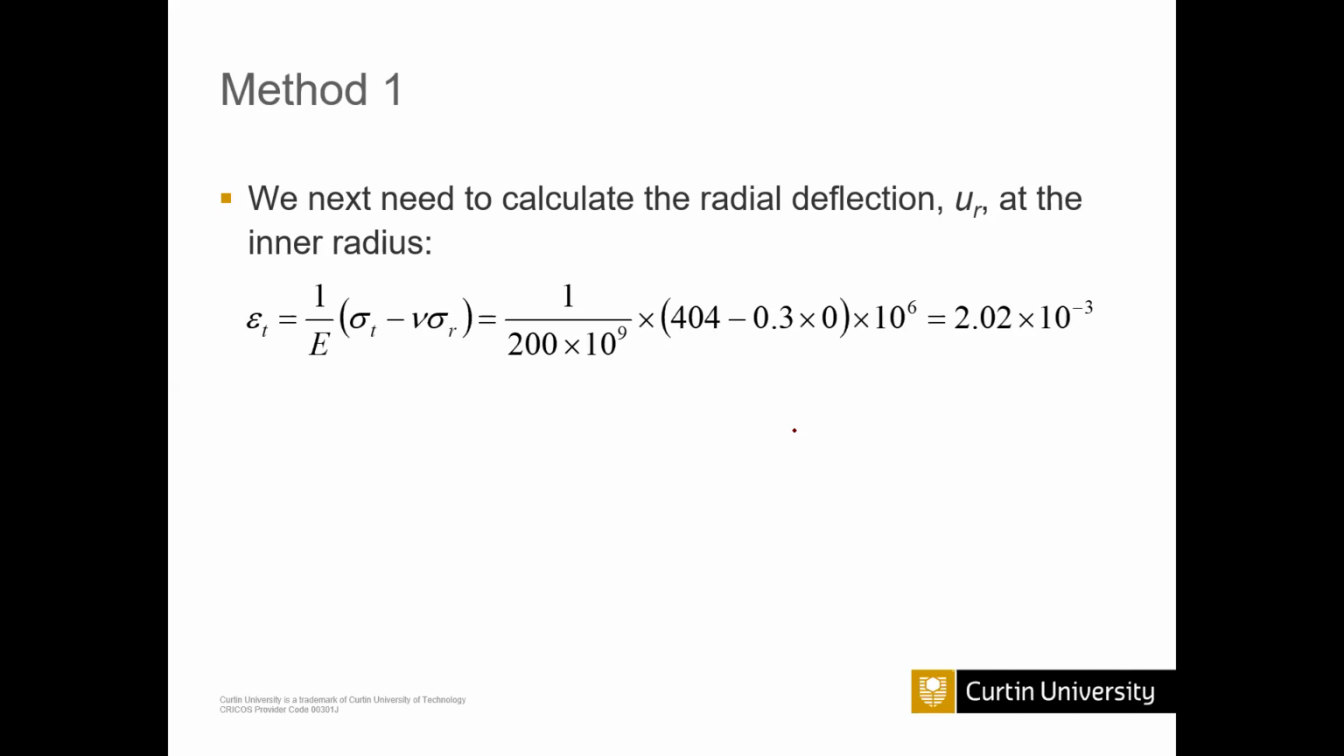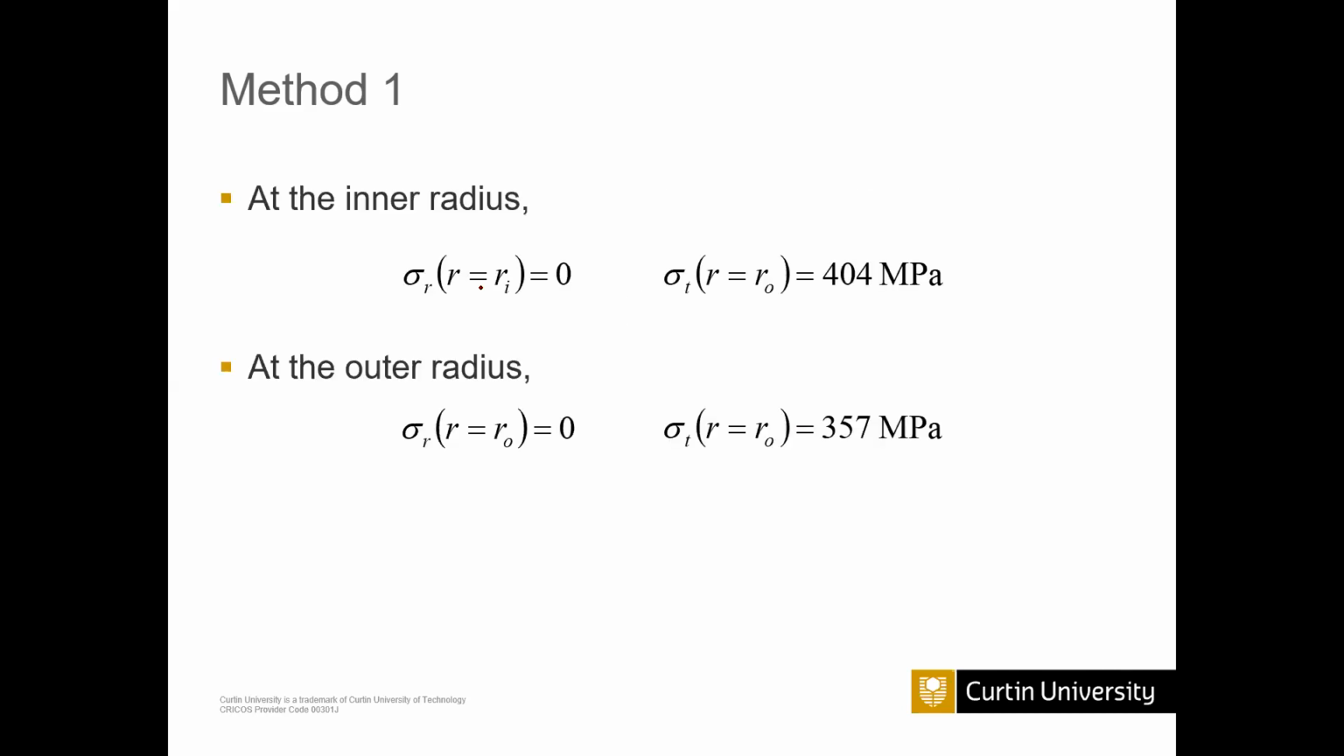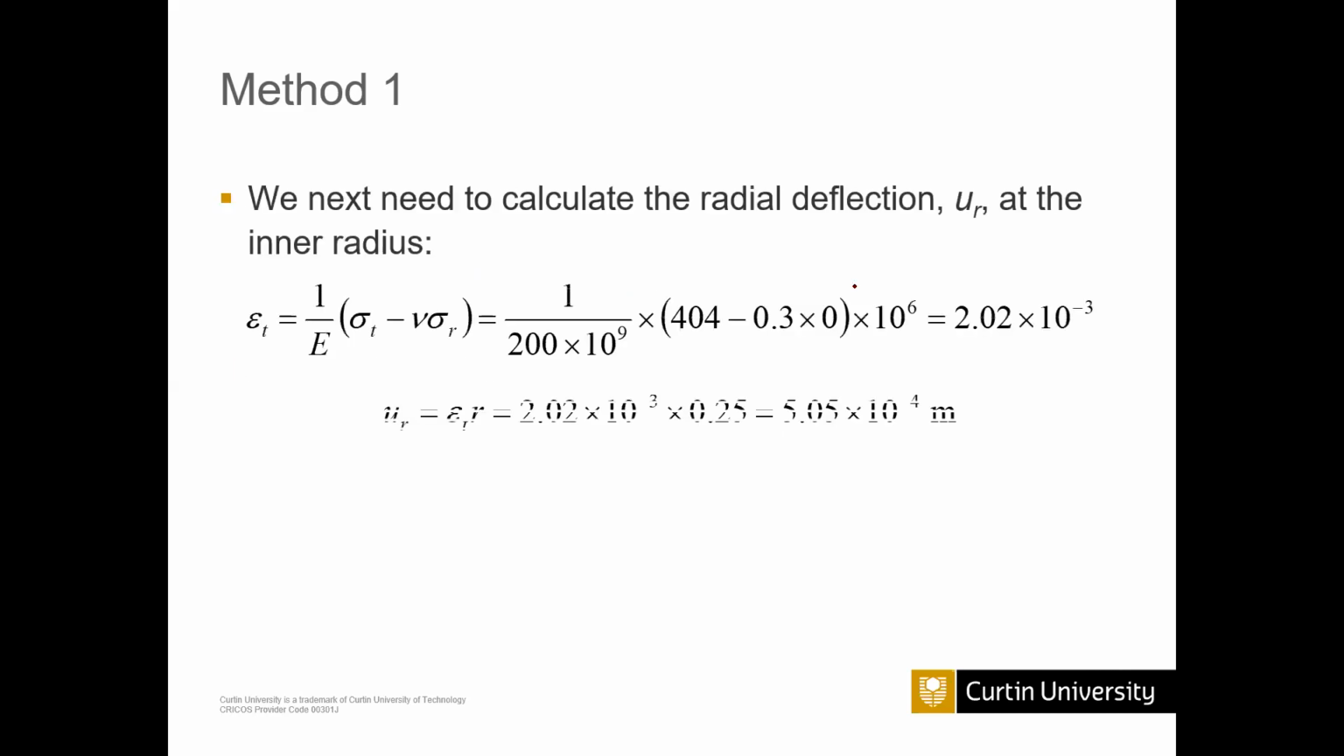We know all the parameters. We already found the inner radius values, sigma r and sigma t. Use those and calculate the UR. We know the sigma t here, to find the UR. We use this theory for the inner cylinder, outer surface, and the outer cylinder, inner surface.